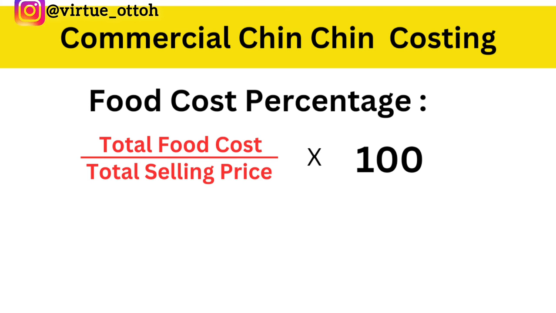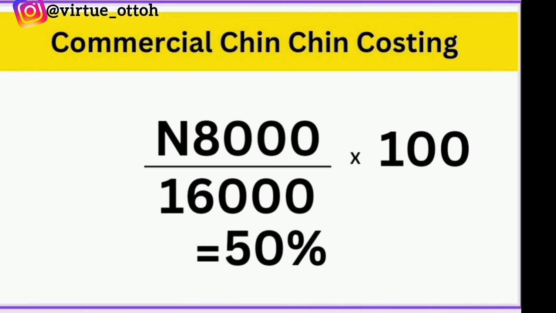Remember that the formula for food cost percentage calculation is total food cost over the total selling price times 100. And we have already calculated our food cost, which is the cost of ingredients, to be 8,000 naira. So if we decide to double this cost of ingredients, the price, and then decide to sell at 16,000 naira, if we say 8,000 naira over 16,000 naira times 100, then we are selling at a food cost of 50%.